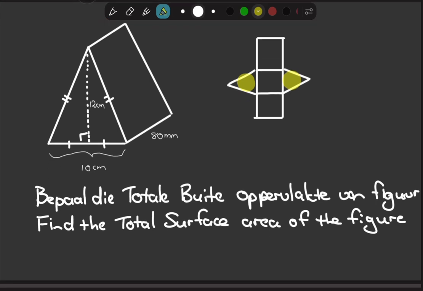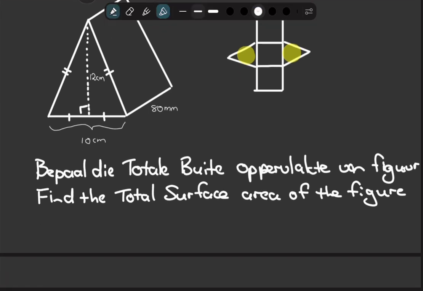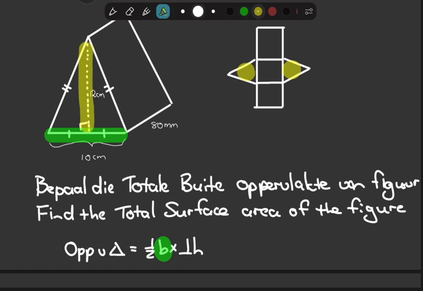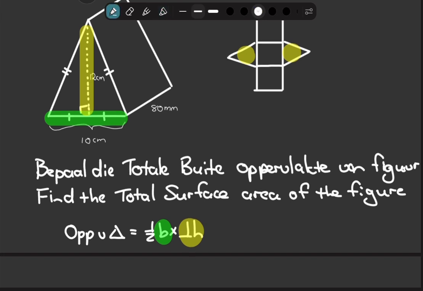So hoe werk ons die oppervlakte van 'n driehoek uit? So die oppervlak van 'n driehoek is gelyk aan half base times perpendicular height, half basis maal loodregte hoogte. Okay, what is the base? Kom ons merk gou vir ons. Hierdie is die base. So this would be the base. And the perpendicular height would be this piece over here. En dis my loodregte hoogte. Het ek alles? Ja, ek het, so we can do this.